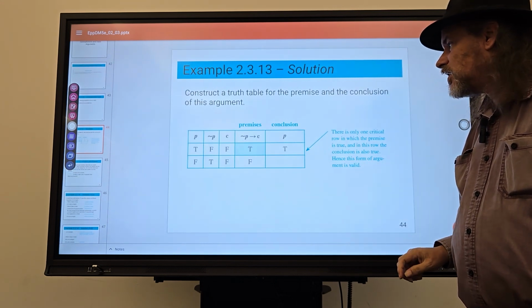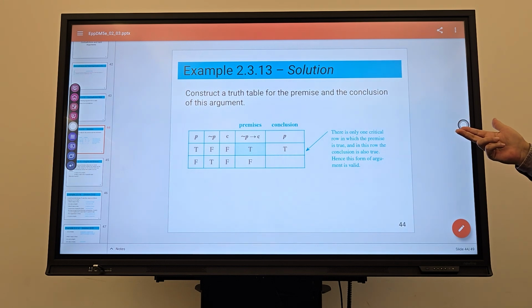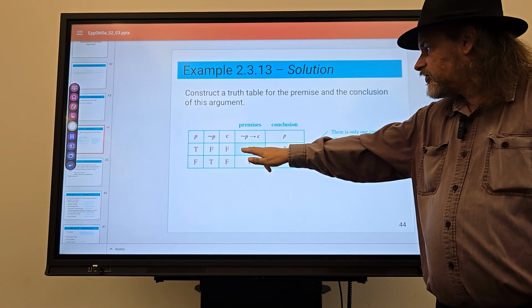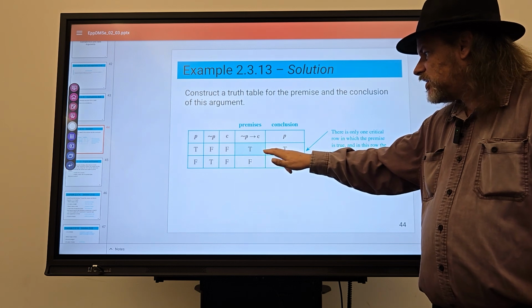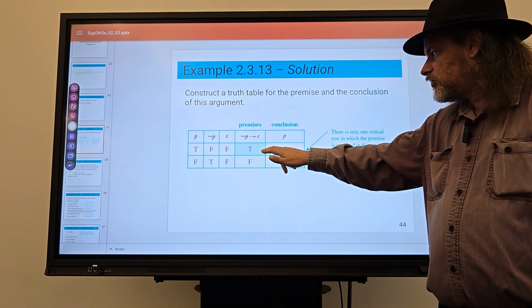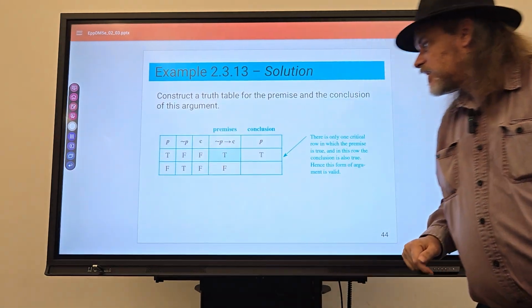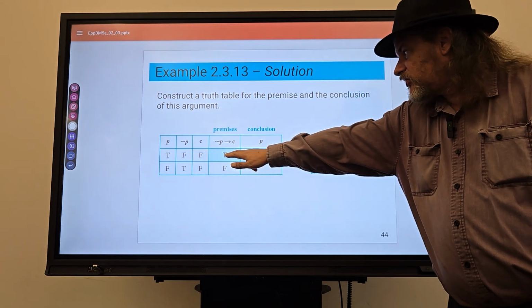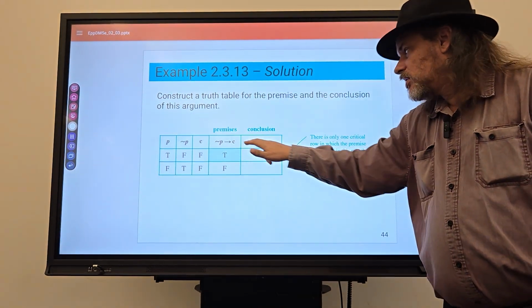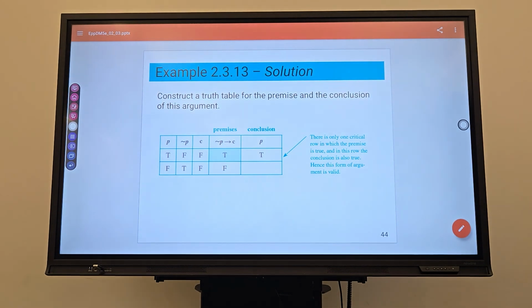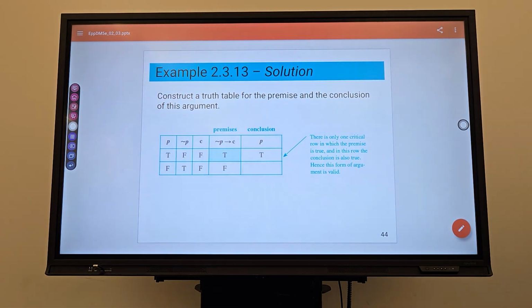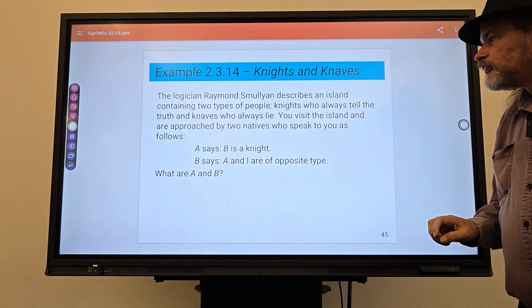Prove the contradiction rule. So do a truth table. The only critical row is the row that has not P implies C as true. P is also true. So if the premise is true, then P is true. So you can assume that a statement is false. If that implies a contradiction, then the statement is in fact true.